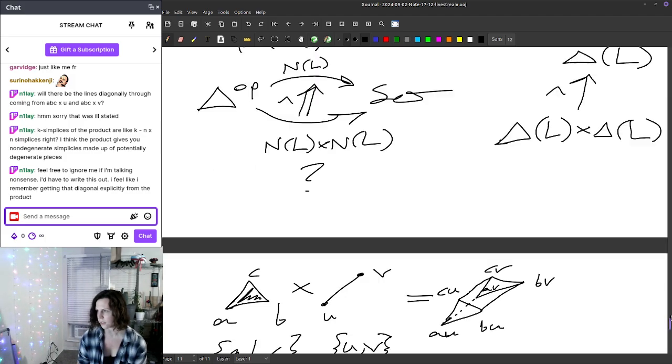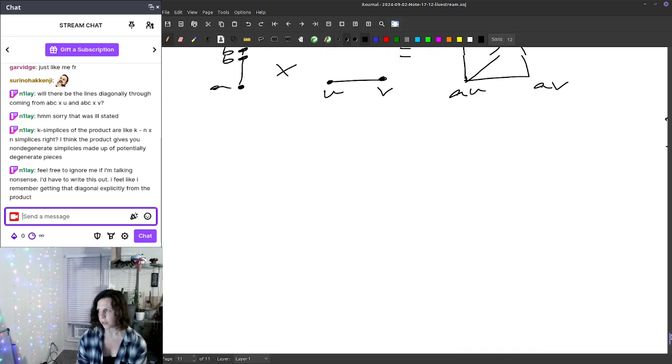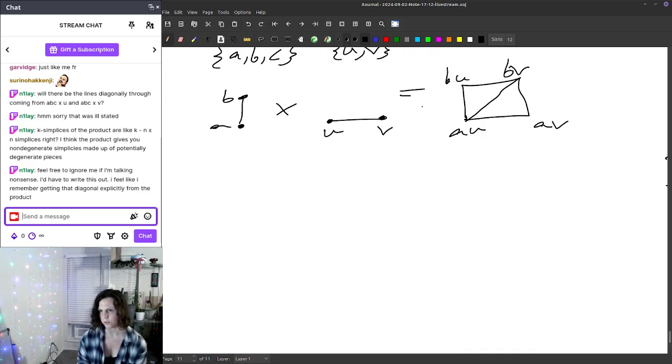So I'm thinking that it may not be possible to do it this way. What can be done instead, which I'm not sure is the same thing up to homotopy or what the deal is, but what can be done instead is what's called the join.